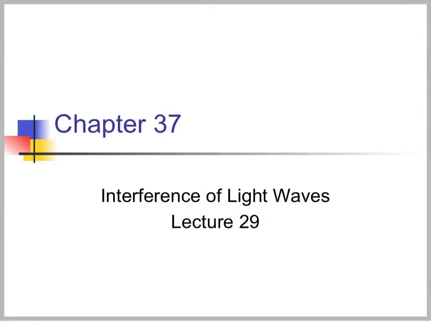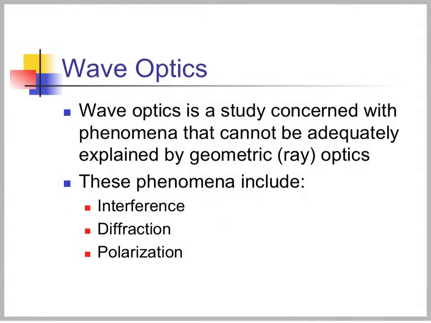This is Physics 2120, Lecture 29. Today we're going to start talking about interference of light waves. So wave optics is a study concerned with phenomena that cannot be adequately explained by geometric optics. Those include such things as interference, diffraction, and polarization.